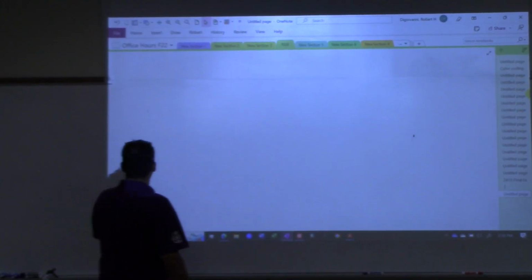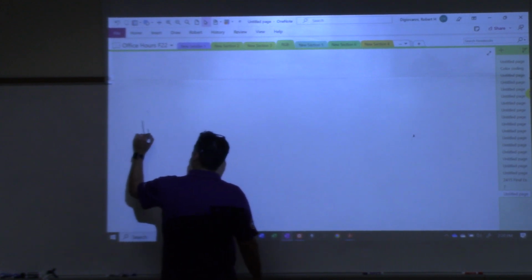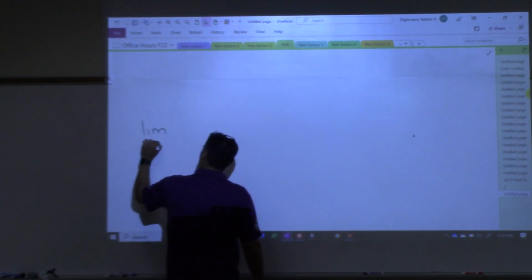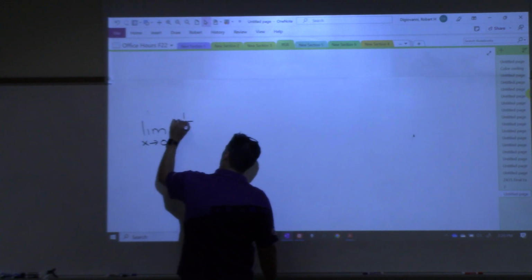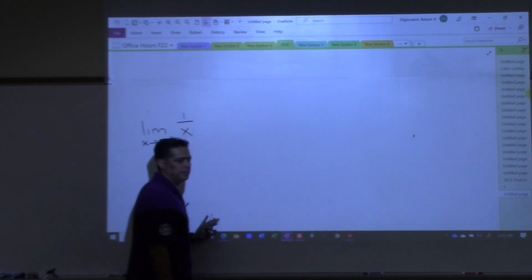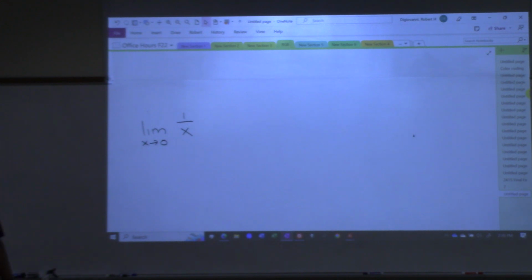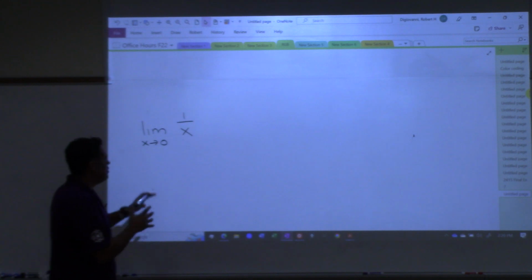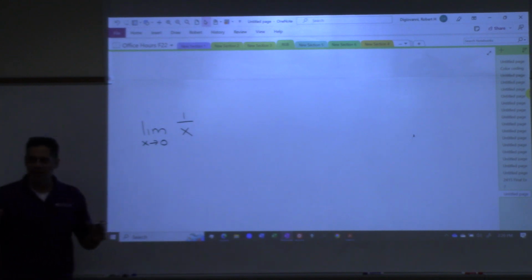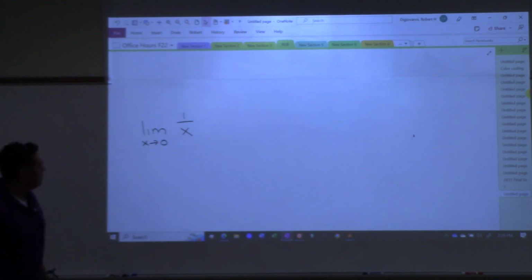I want us to look at this limit. Limit x approaches 0 of 1 over x. This is a foundational, fundamental limit that everyone needs to understand. If you can understand this limit, it really helps you understand calculus in a more broad manner.